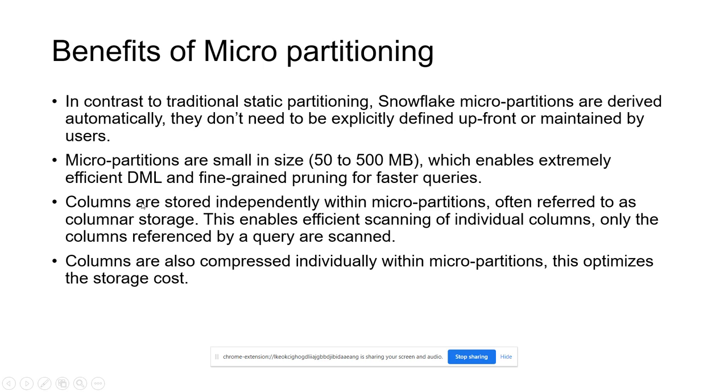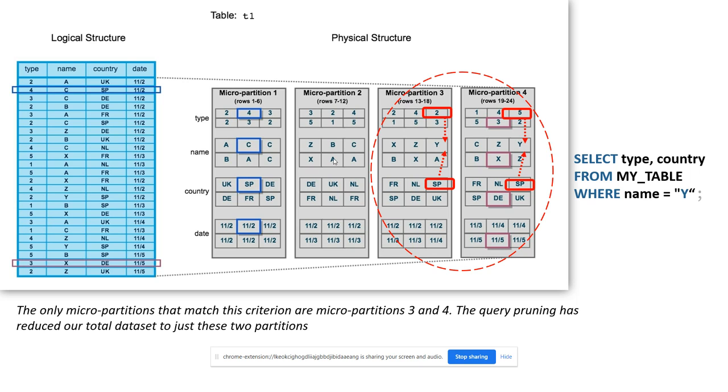And the third one is that columns are stored independently within micro partitions, often referred to as columnar storage. We have discussed this already. This enables efficient scanning of individual columns. Only the columns referenced by a query are scanned. Okay. So in our previous example, I can explain this. As the data is stored in columns, it doesn't even go through all the columns of the micro partitions.